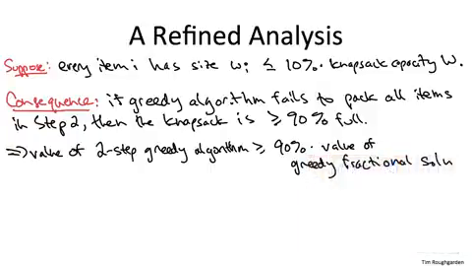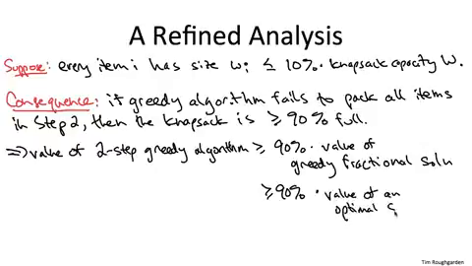And we know from our thought experiment that the greedy fractional solution is even better than optimal, is at least as good as any feasible knapsack solution. Therefore, the output of our greedy algorithm, even if we don't use the third step, is 90% as good as the value of an optimal solution.